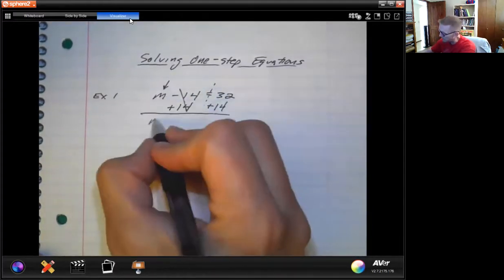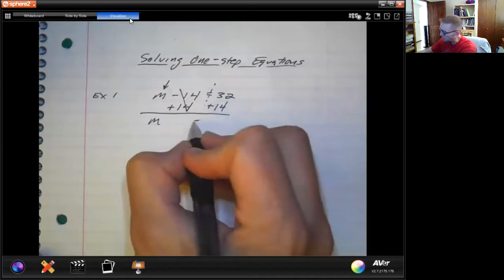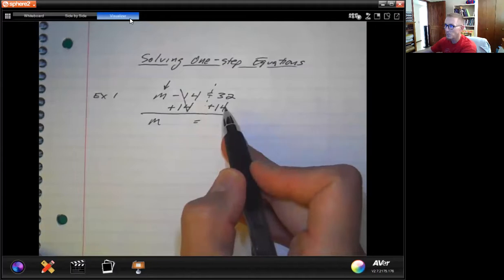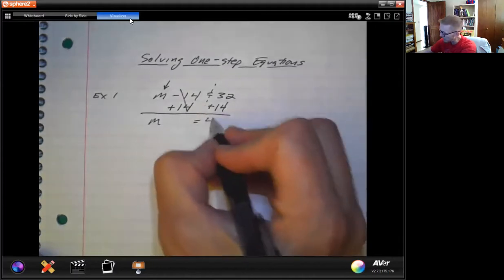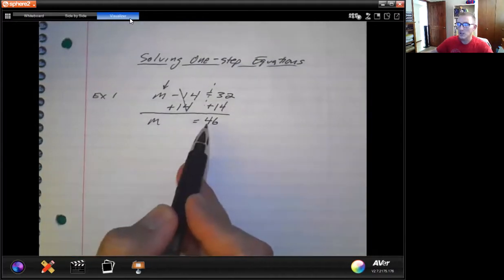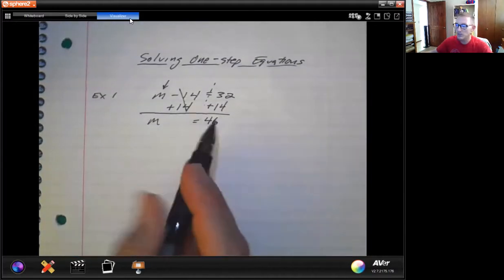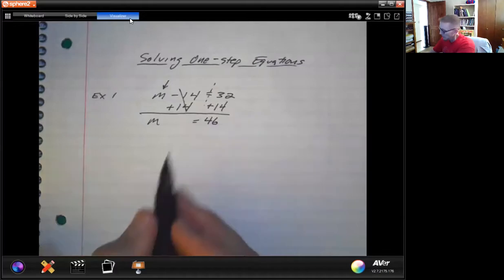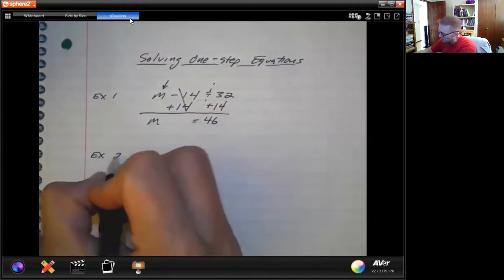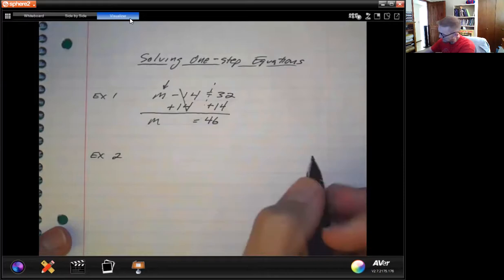I'm going to bring the m straight down. I'm going to bring the equals straight down. And then here I'm just going to do my integers. 32 plus 14 is pretty straightforward integer work, and we're going to get 46. So for that first example, m equals 46. m is alone. I have solved the equation. Now, what if I move things around and change my integers and make them a little more complex?